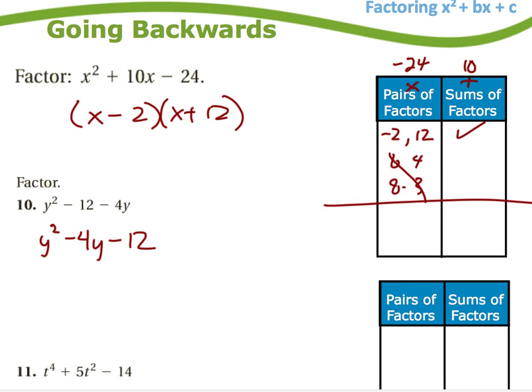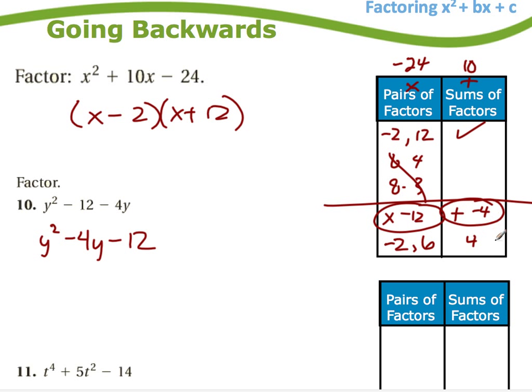Then I'm going to go over here. I'll just use this one here. I have to multiply to a negative 12, and I have to add to a negative 4. Okay, so multiply to negative 12. 6 and 2, negative though. Let's see, negative 2 and positive 6. Add those together, you get a positive 4.